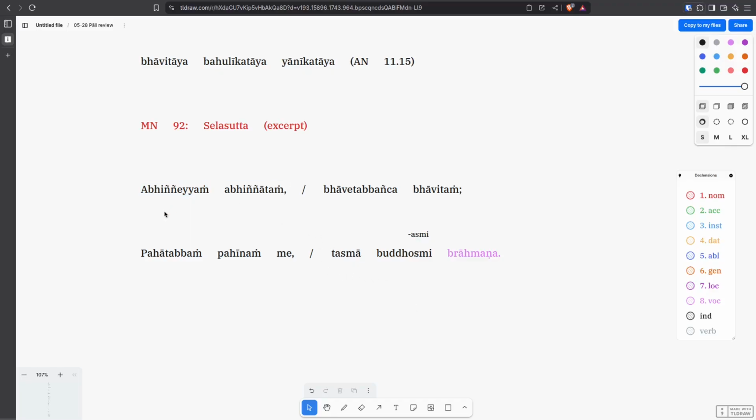But to start from the other end, abhiññeyyaṃ. This is from abhijānāti, optative form: what should be directly understood, what should be experienced, what should be completely comprehended. You recognize this from the eyya ending. This is the optative form. That has been completely understood, completely comprehended, directly experienced: abhiññātaṃ, this is its participle form.